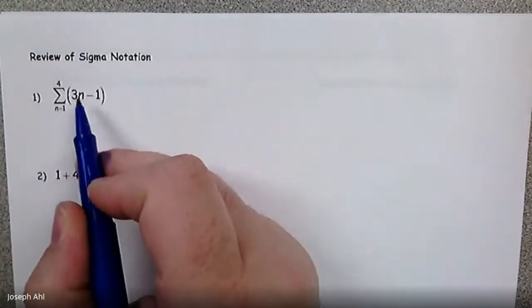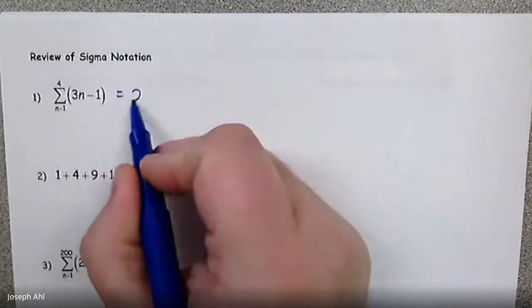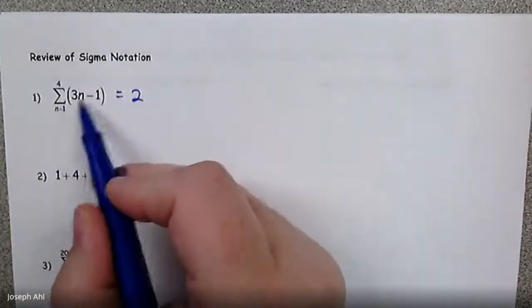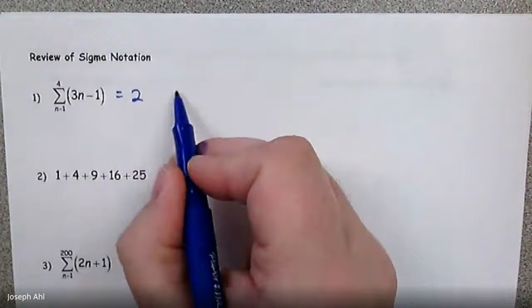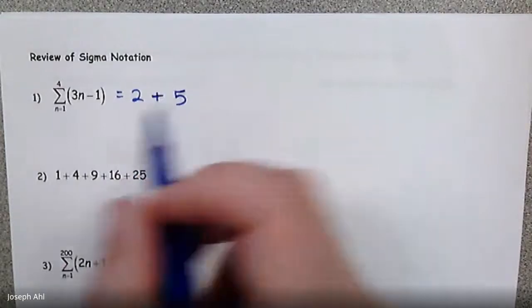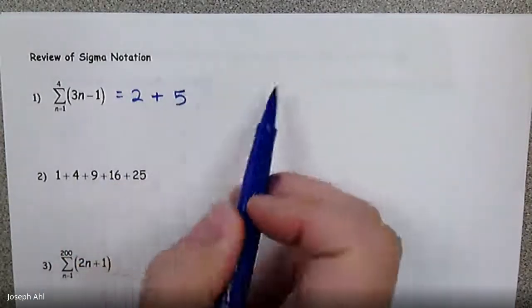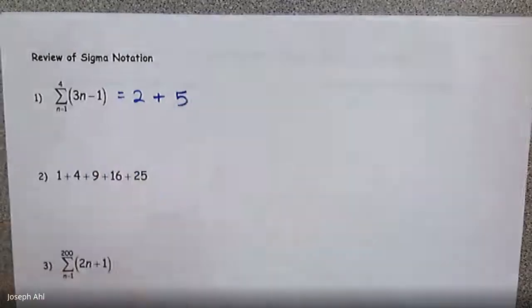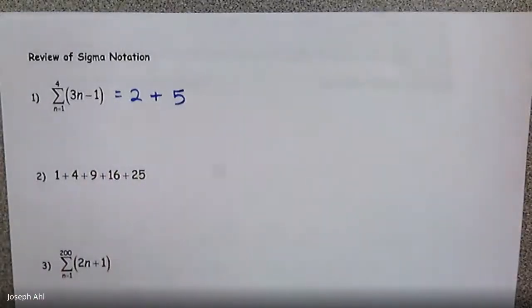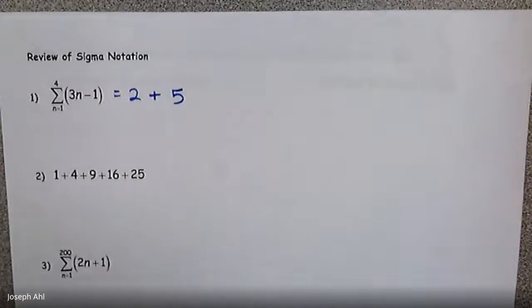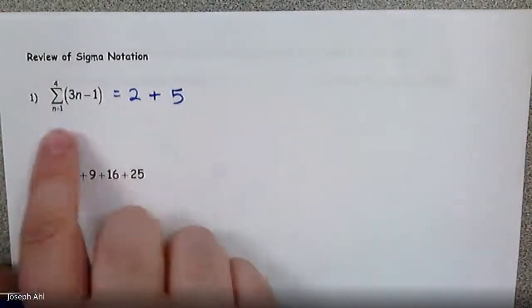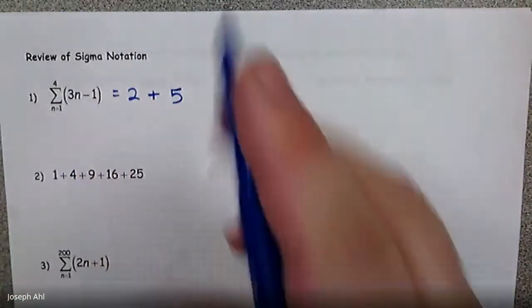So when I plug in 1 for n, 3 times 1 is 3, minus 1 is 2. And when I plug in 2 for n, we get 6 minus 1, which is 5. It makes sense that these increase by 3 each time, according to the slope of that linear term. Again, the summation symbol means take these results and add them up together.